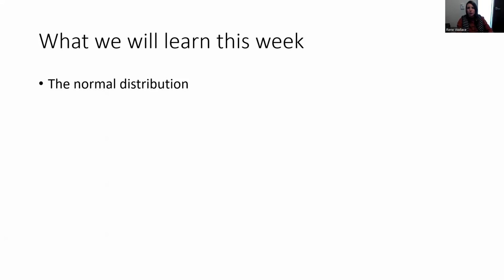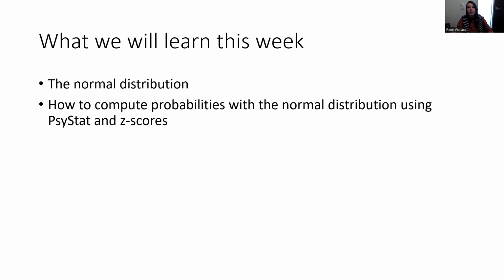So what are we going to do this week? We're going to talk about the normal distribution. We're going to talk about how to compute probabilities with the normal distribution, and we're going to use a SciStat app and z-scores. I guess we're using psychological statistics, but via an app and also our z-scores.